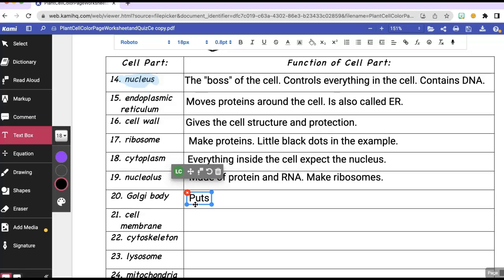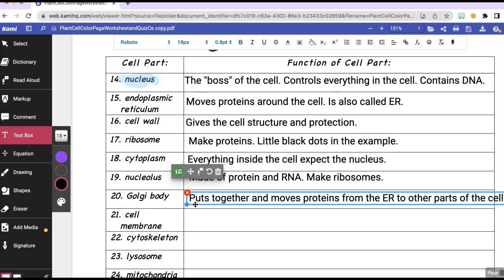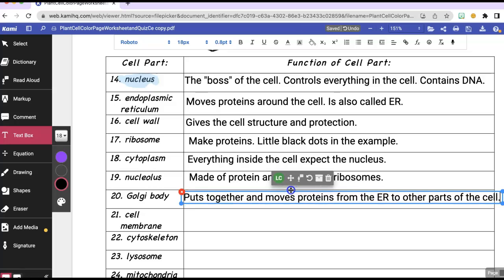puts together and moves proteins from the ER to other parts of the cell. That's kind of a long definition, but you guys got this. You can get that in there. Puts together and moves proteins from the ER to other parts of the cell. Go ahead and hit pause and get that written down.